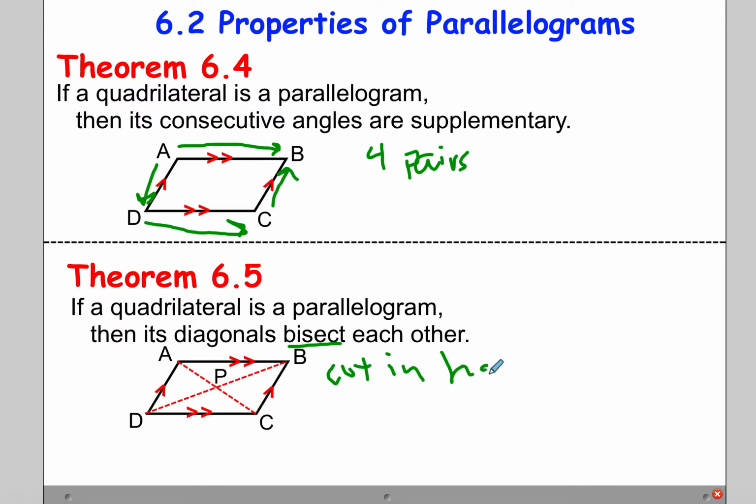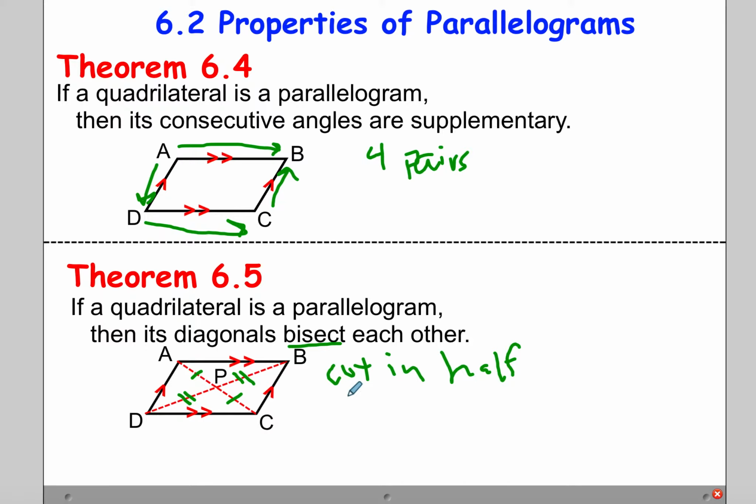So what does that tell us? Well, if these cut each other in half, then we know that AP has to be congruent to PC. If DB perfectly cuts AC in half, then these two things have to be congruent. And similarly, if AC perfectly cuts DB in half, then these two segments have to be congruent.